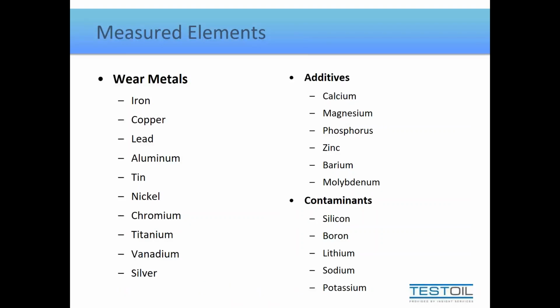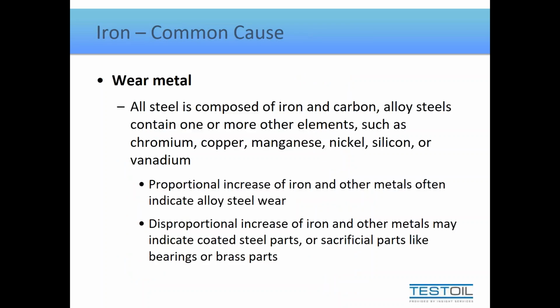Now, for the sake of this webinar, we're going to go through all the wear metals that are tested via elemental spectroscopy. Some of the later webinars will cover the additives and contaminants. So I'll go through them in the order that you see on the left-hand side here. So starting with iron, the most common cause for iron to be present in a used oil sample is simply that steel, which is made up of iron and other elements, is one of the more common materials used in the manufacture of machine parts. So iron on its own doesn't necessarily isolate what part is wearing. What we have to look at is what it is also increasing alongside with.